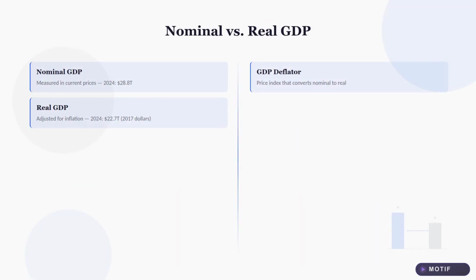A country's GDP can rise simply because prices went up, not because more was actually produced. To separate real growth from inflation, economists distinguish between nominal and real GDP. Nominal GDP uses current prices. Real GDP adjusts for inflation by applying a price index called the GDP deflator. When news reports say the economy grew by 2.5%, they almost always mean real GDP growth, with inflation stripped out.